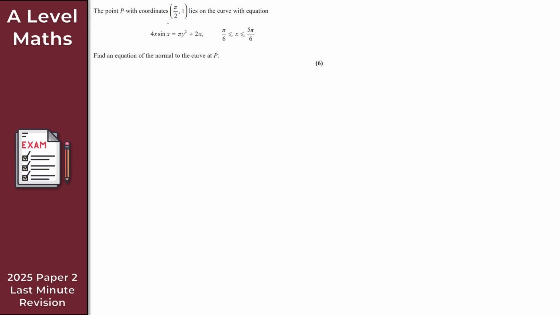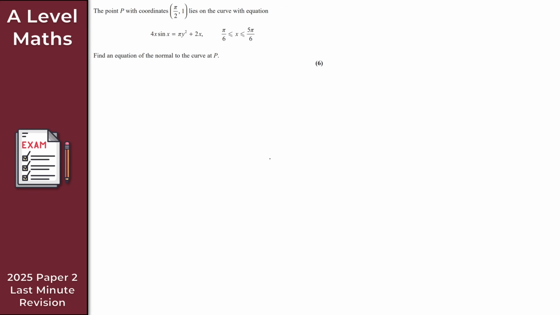So what have we got for this question? I've got the point P with these coordinates here, and the point P lies on the curve with this equation here. And all we want to do is find an equation of the normal to the curve at the point P. Okay? So to get us started, all I'm going to do is differentiate this equation implicitly, right?